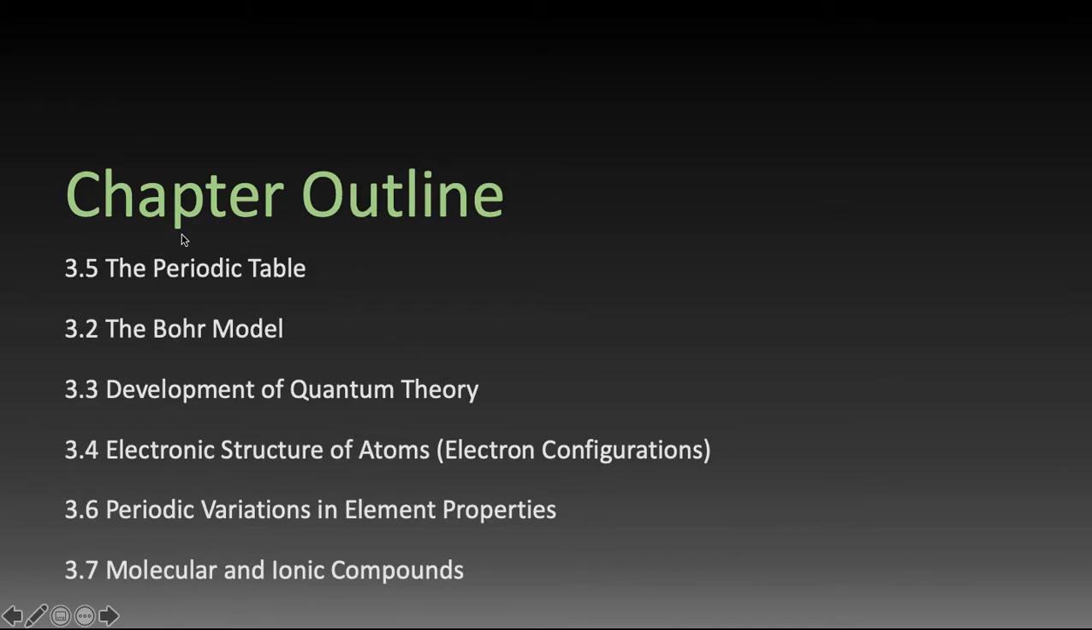Here's the outline. We're going to actually do a little bit of a switch here. We're going to start with the periodic table, so section 3.5, and then move through 3.2 through 3.4, and then the last two, points 6 and 7. So let's first talk about the periodic table, how it's organized, and how we group things together. It's a very useful tool.